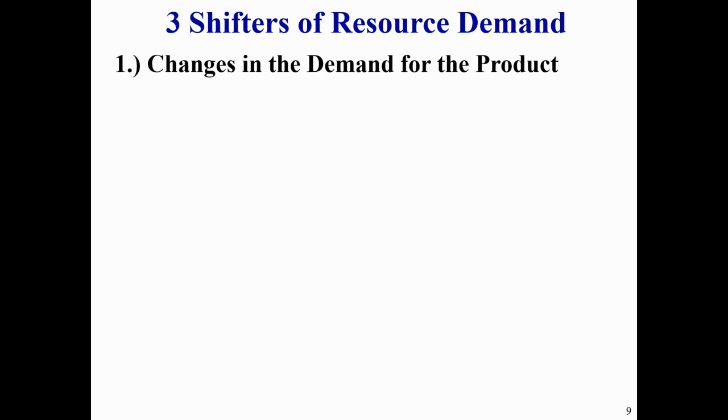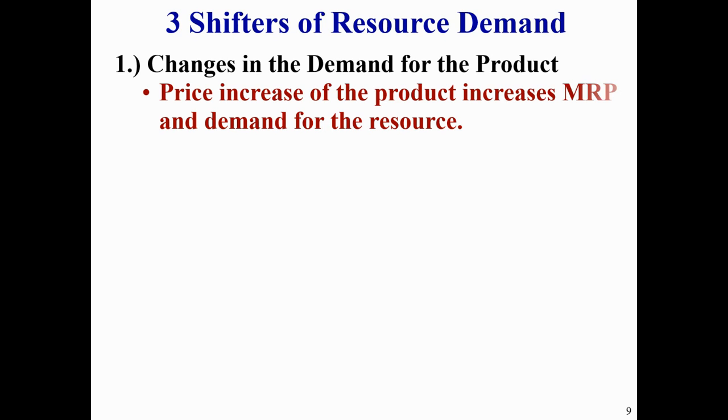So let's talk about the three shifters of resource demand. The shifts are actually the same as we have seen before, just applied to resources. Number one, changes in the demand for the product. Again, we're talking about the resource demand, not the product demand. So if the price increases in the product market, this would increase the MRP and also the demand for the resource that produces this product.